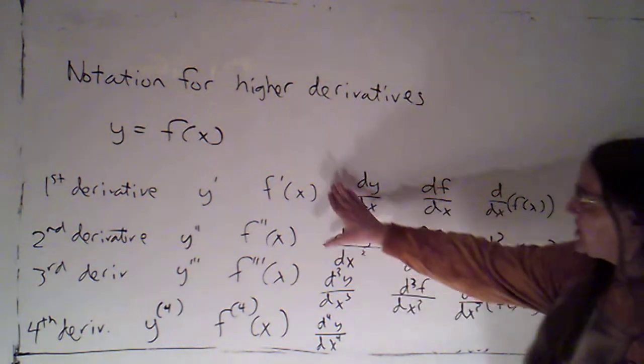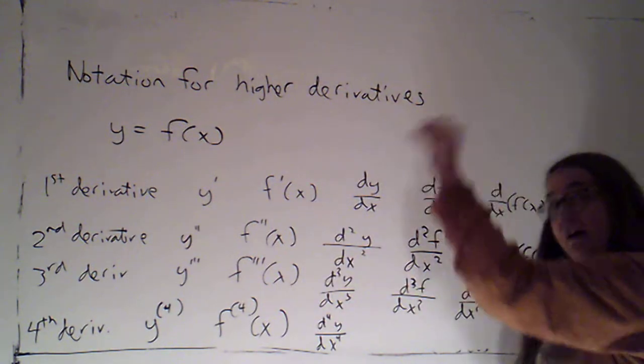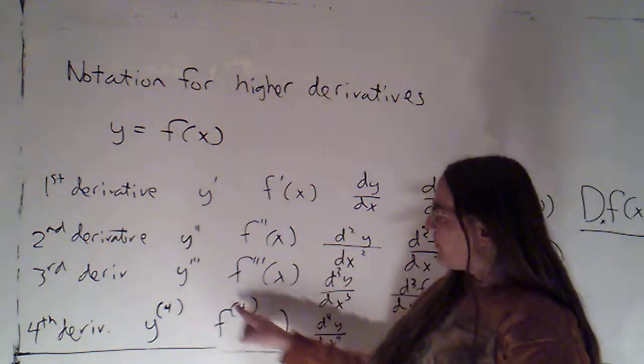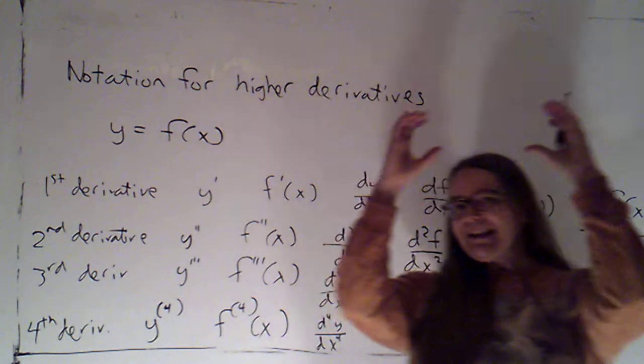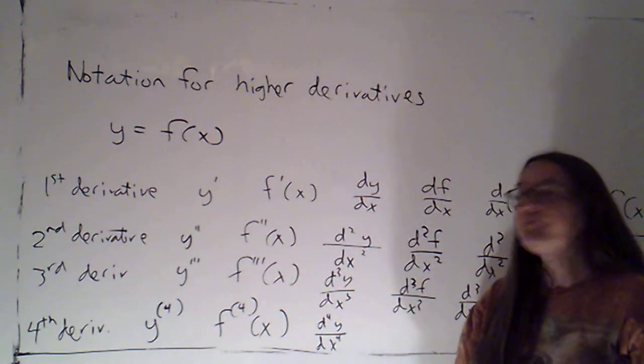So the change here is just in the prime notation. For the first 3, we just add another prime each time we take the derivative. Once we get to the 4th or higher, we put in the exponent position the order of the derivative that we're calculating.